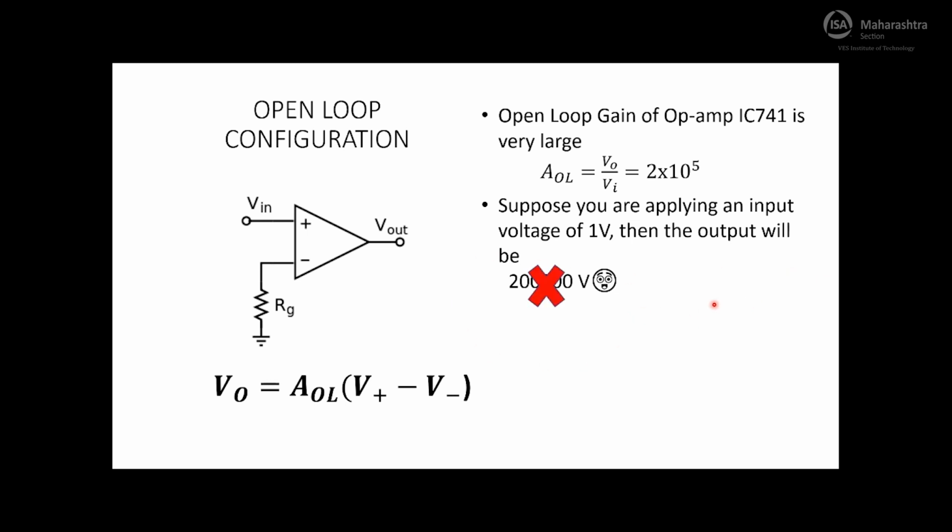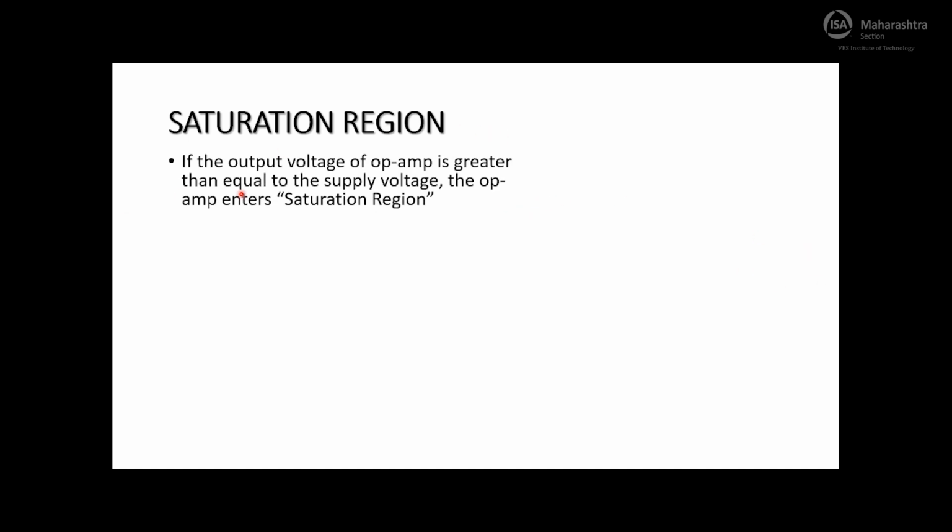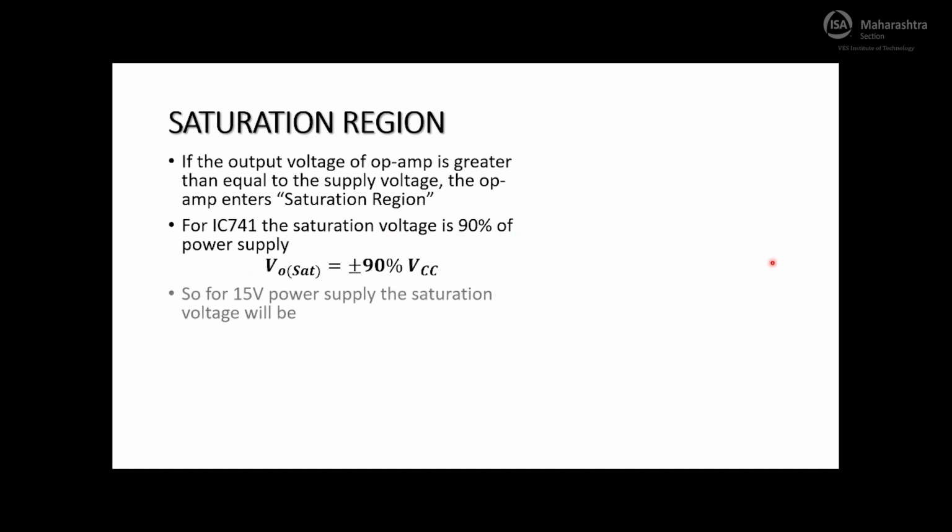But this is not the case. At such high output voltage, the OPAmp will get burned. So, how much is the output voltage? For that, we have to see the concept of saturation region of OPAmp. Whenever the output voltage of OPAmp is greater than or equal to the supply voltage, the OPAmp enters the saturation region. For our IC741, the saturation voltage is 90% of the power supply. So suppose you are applying a power supply of 15 volt, then the saturation voltage will be 90% of 15 volt, that is 13.5 volt.